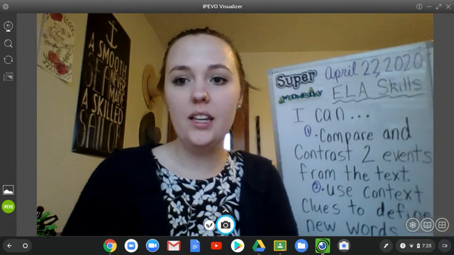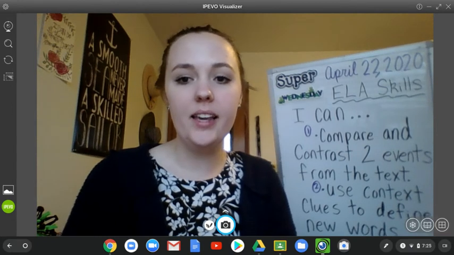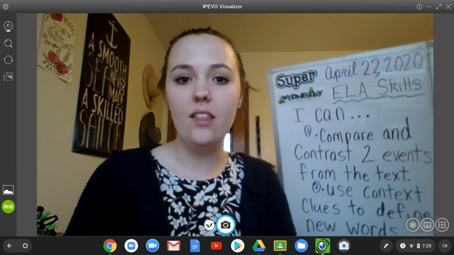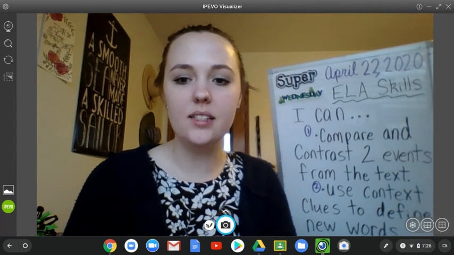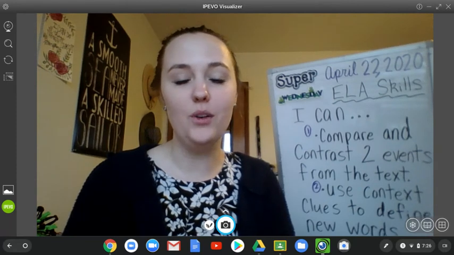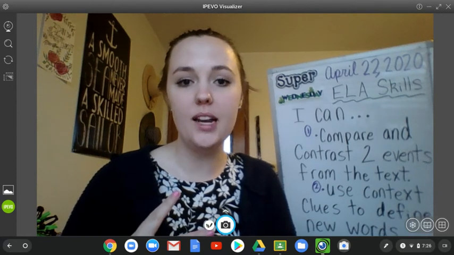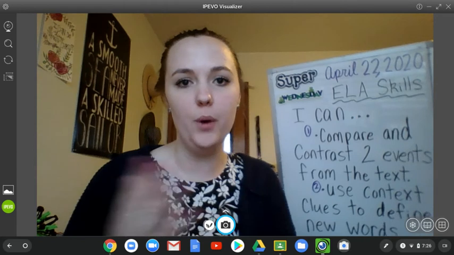The ELA skills first learning target says, I can compare and contrast two events from the text. And then the second thing we're going to work on today is, I can use context clues to define new words. So two skills we have today. We'll go through and we'll take notes on both of them so you know what part is for which part of the assignment.